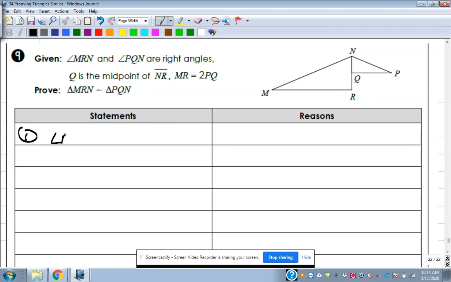So angle MNR and angle PQN are right angles.